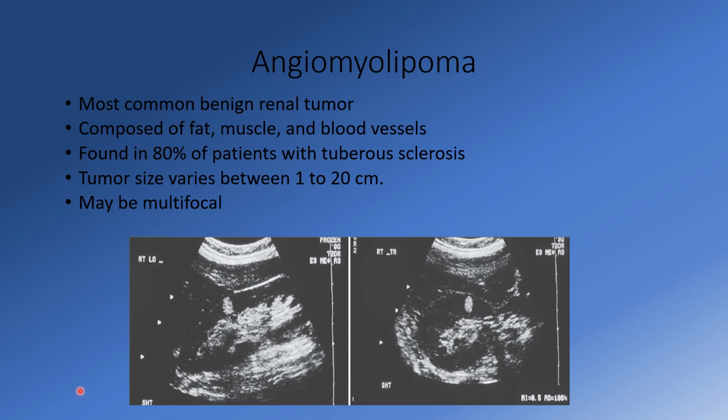So when we look here, we can see the kidney here, and that angiomyolipoma shows up in the cortex as an echogenic focus. Same thing in transverse. Here's our kidney here, and in that cortex we have that angiomyolipoma.